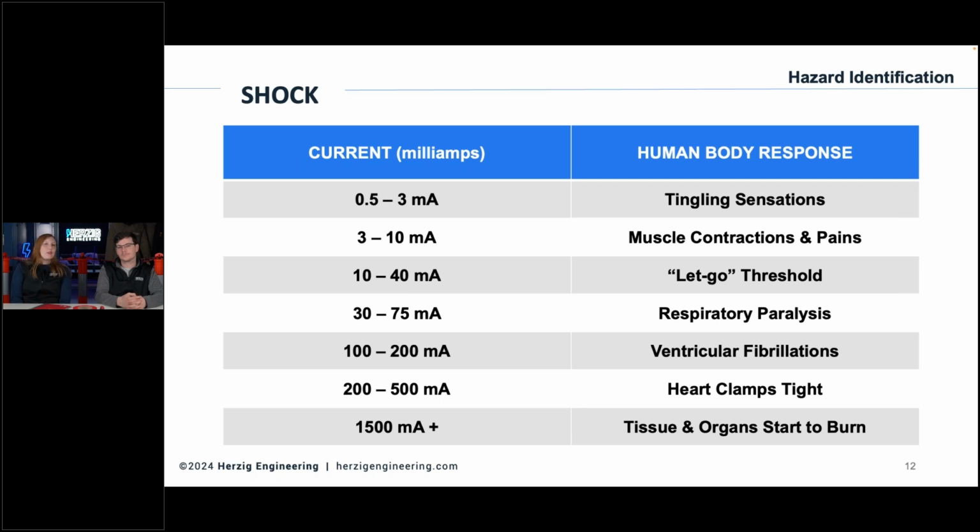Just an amp and a half going through you. That's it. An amp and a half and above, your tissues and organs will actually start to burn. That means that you're cooking from the inside out. So it does not take very much to cause a lot of damage.